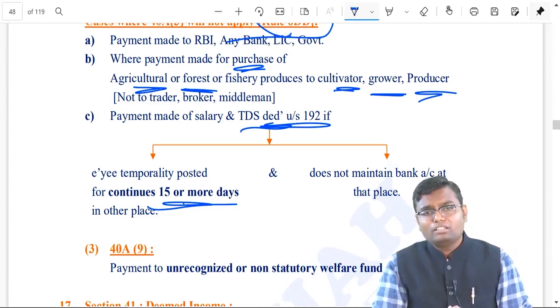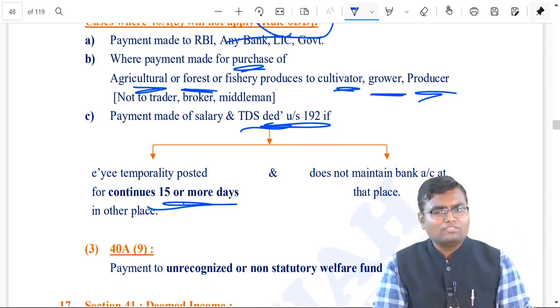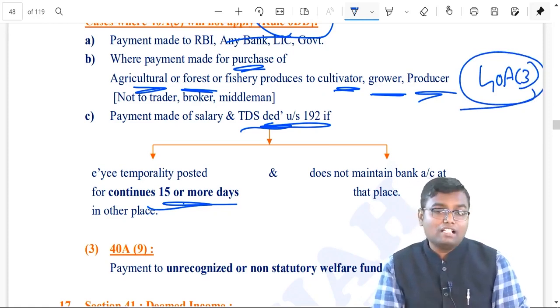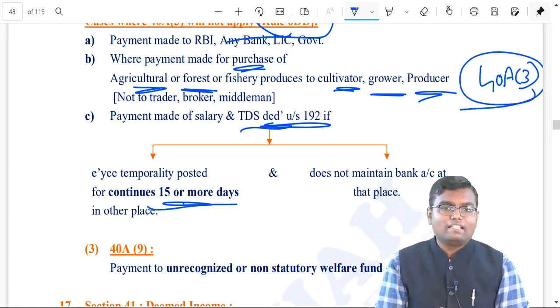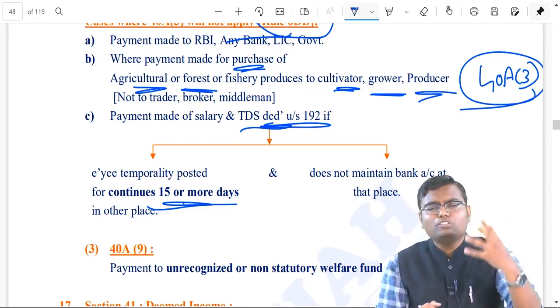One more point: even if you are making payment on a bank holiday, like 15th August or 26th January, still 40A(3) will be attracted, and the amount will be disallowed if contravention is done. Even though it is a bank holiday, electronic mode is allowed, so make the payment through electronic mode.